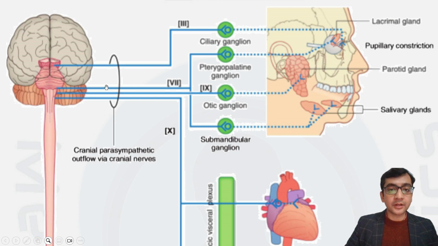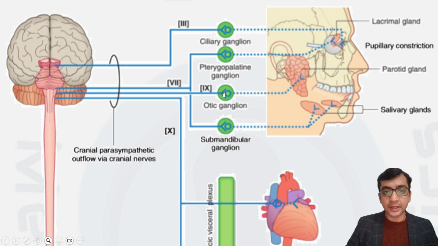Similarly, cranial nerve number 7 goes to two different ganglia. Presynaptic fiber may go to the pterygopalatine ganglion. After synapsing, they go to and supply the area of the nose and palate. Or it may go to the submandibular ganglion, and the postsynaptic cells present in the mouth region go in to supply the salivary glands.